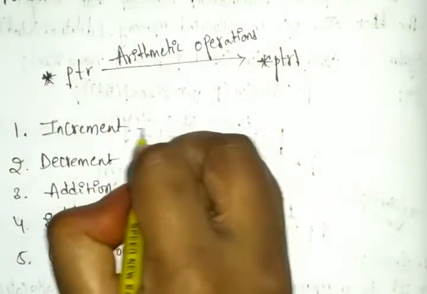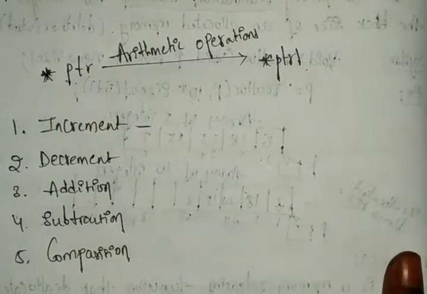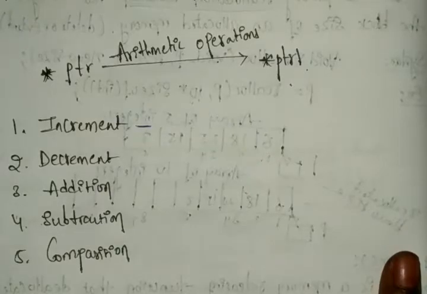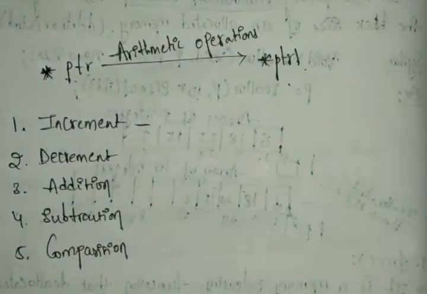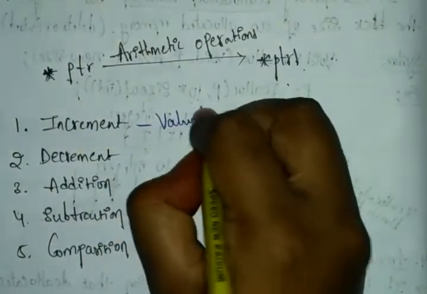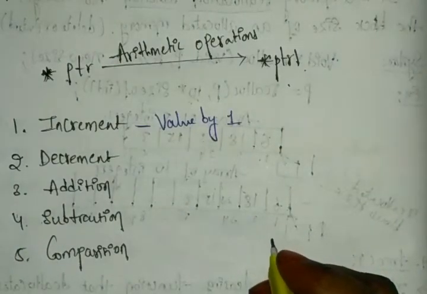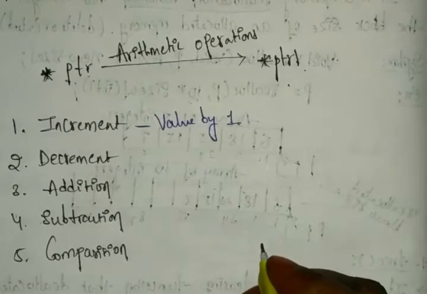The increment process can be done by increasing the value by one. Normally we know the increment and decrement operators, right? If you're increasing the value, you can increase by 1, right? So here also the pointer is increasing the value by 1. Okay, so let's see here. Increment means here we have the plus symbol. Increment definitely will be having the plus symbol.